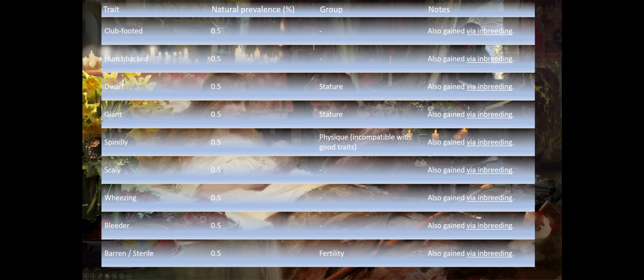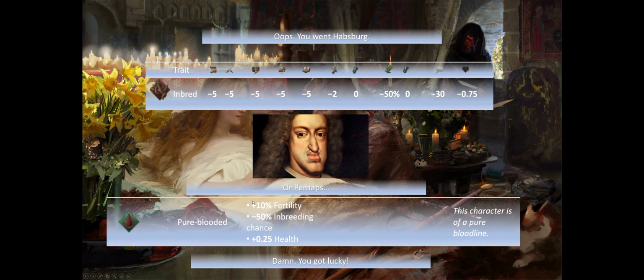Giant, technically, is the only one on this list that you could maybe consider a positive. It has a negative impact, but it also has a positive impact, whereas pretty much all of the others are just plain bad. So moving on, the real risk when you are inbreeding, aside from those other traits we've been discussing, is that, oops, you might go a little bit Habsburg. You might gain the trait inbred. And if you're not familiar with the Habsburg royal family, that's where their lovely chin comes from. Habsburg chin is a phrase used to discuss inbreeding in general.